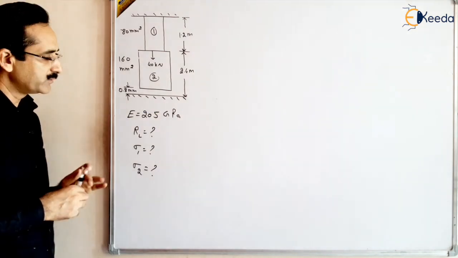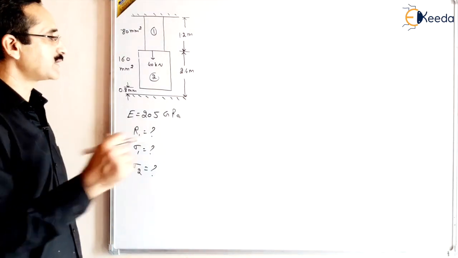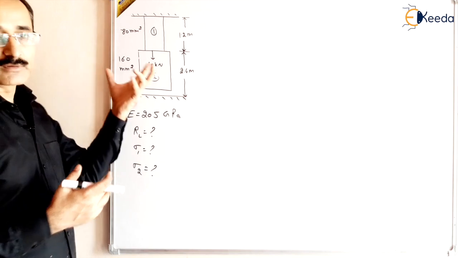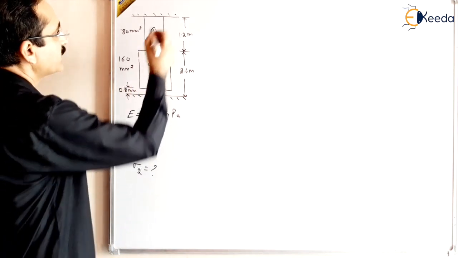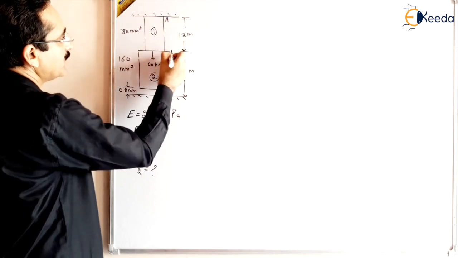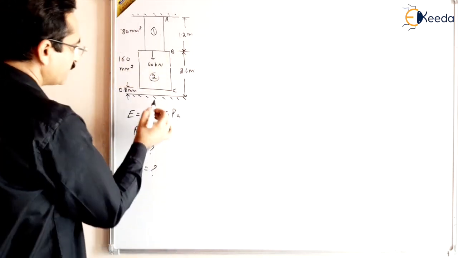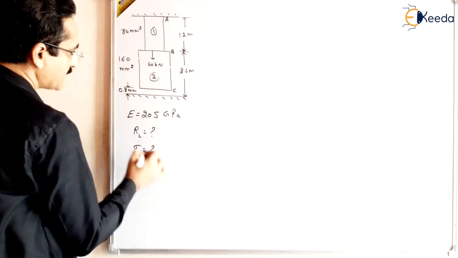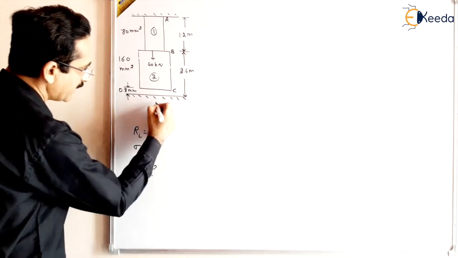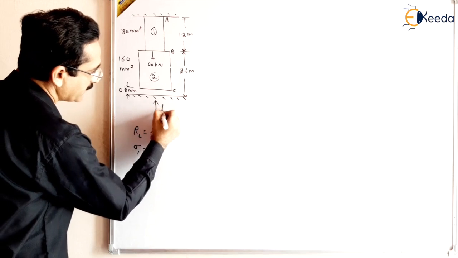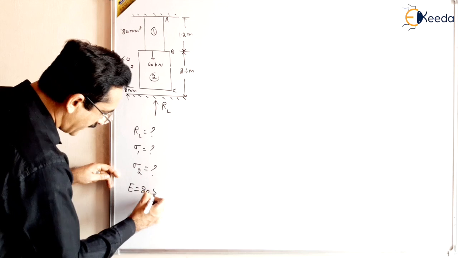So how to solve this question? Basically we want to find the reaction. If you are able to find the reaction, you will be able to find whatever else you want. So first of all, break the bar into three parts, say A, B, and C. When this gap is filled, there will be a reaction from inside. Suppose I take this direction, RL, and E was given as 205 GPa.